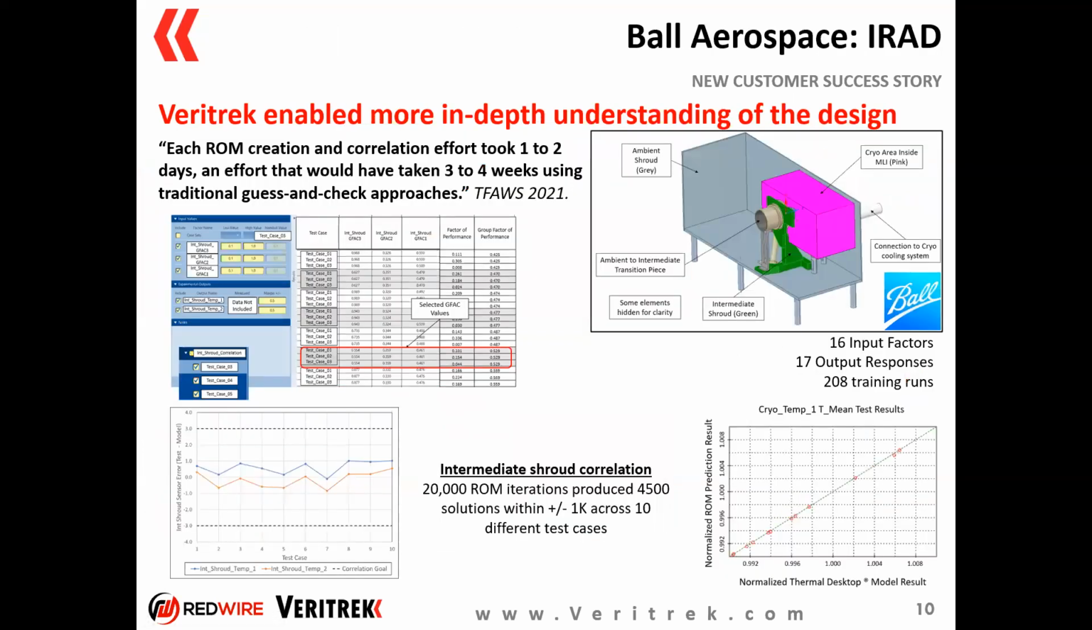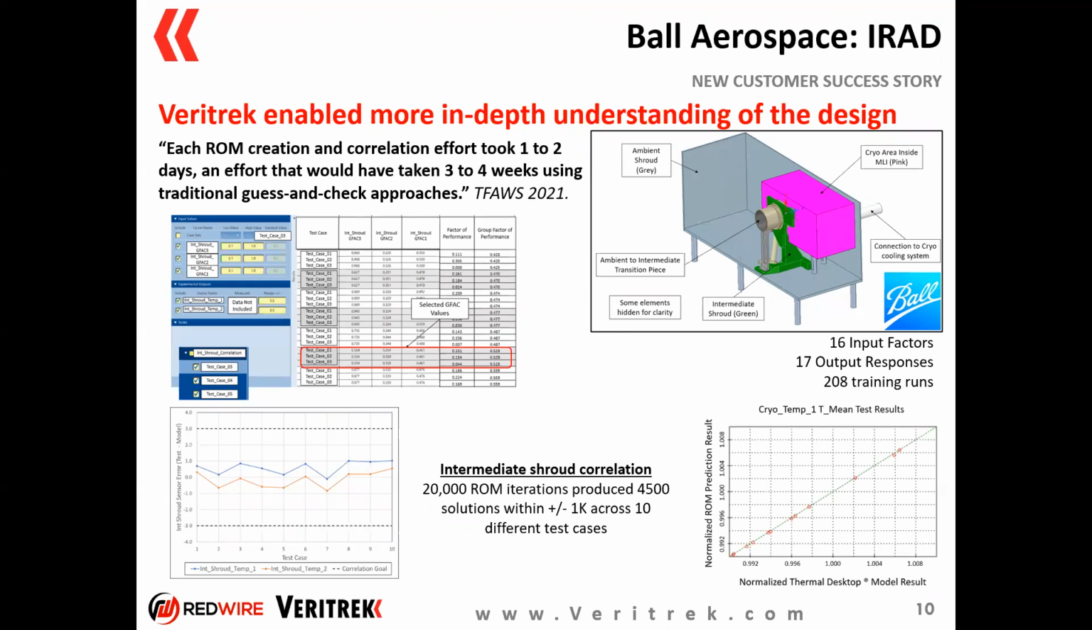This slide and the next one really talk more about our Veritrek model correlation feature. The first one here is Ball Aerospace. They used our model correlation feature to help with thermal model correlation of a cryo instrument. We can see a rendering in the upper right. It had multiple components, so what they ended up doing was splitting it into 3 separate thermal models, essentially thermally decoupled from one another, and creating 3 separate reduced order models. Then they used those ROMs to generate multiple ROM iterations to find viable correlation solutions.